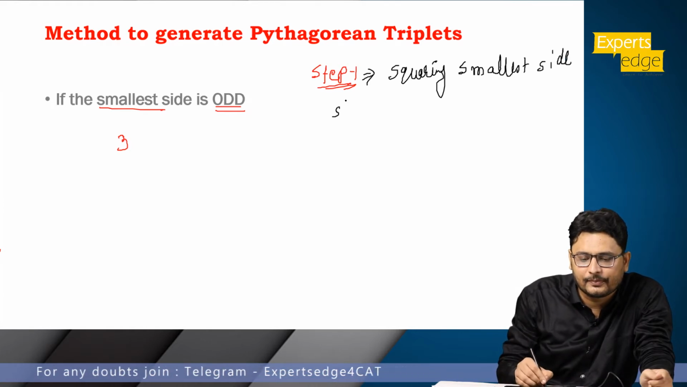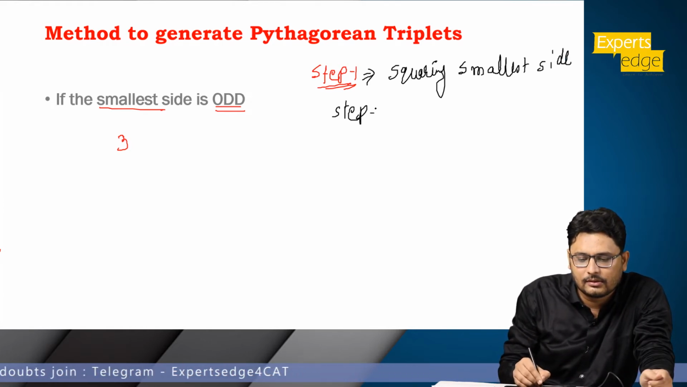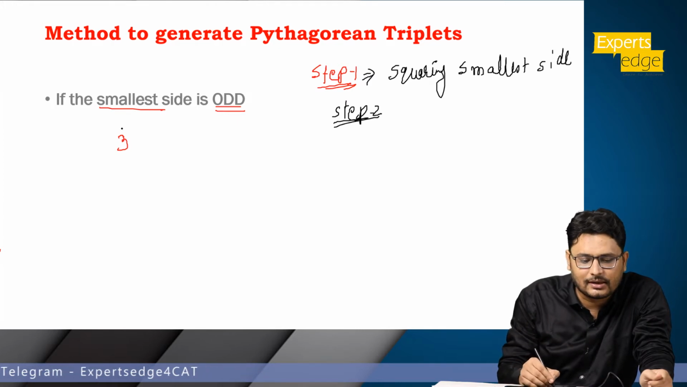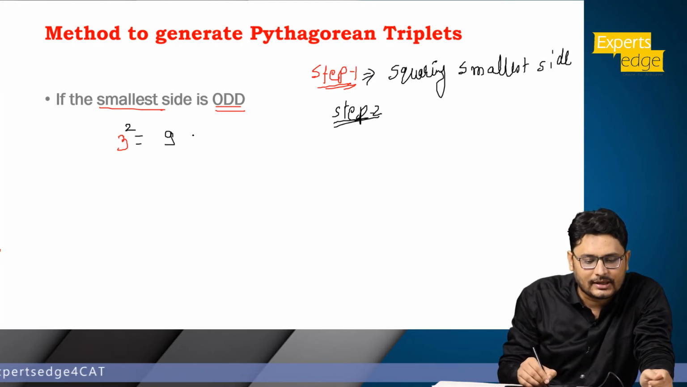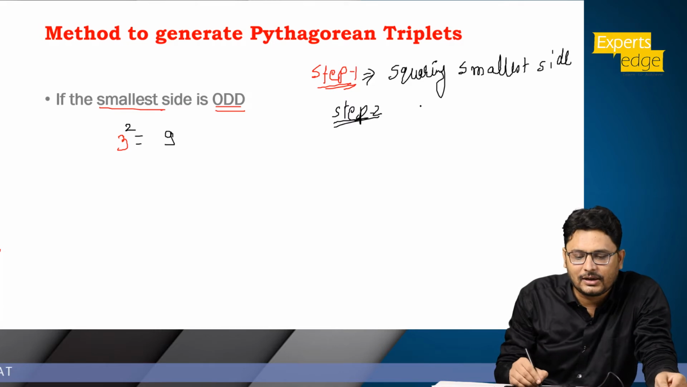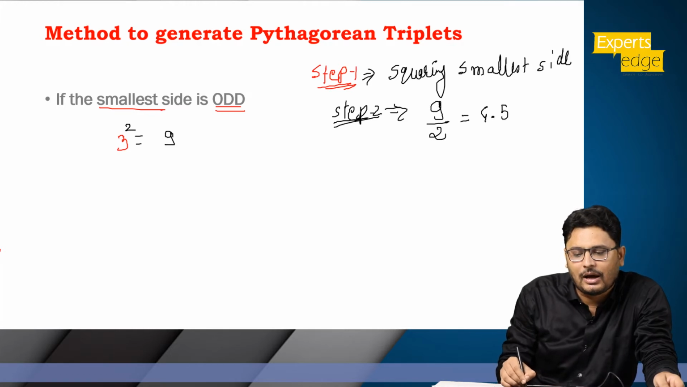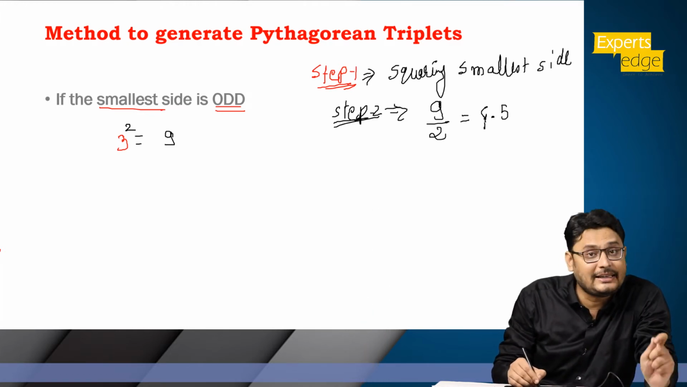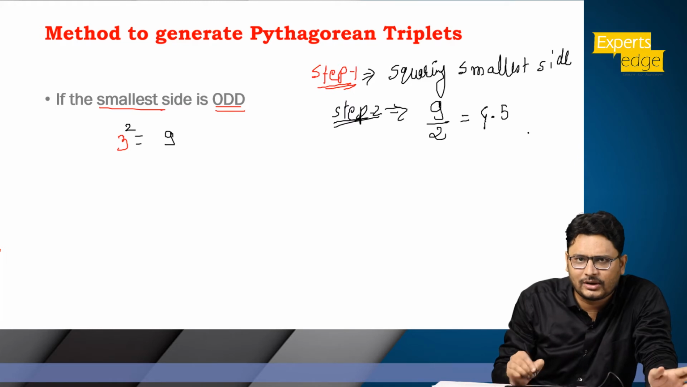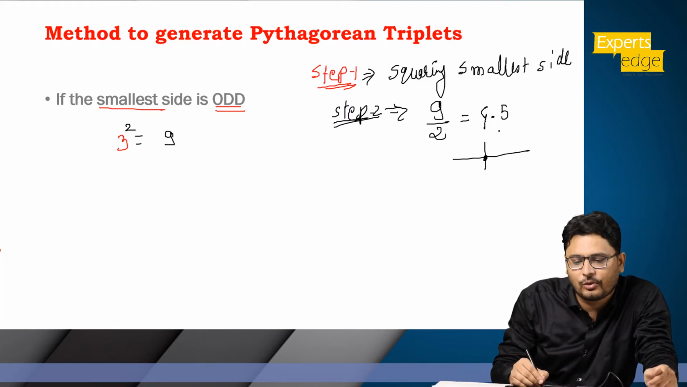Now the second step. So the square of 3 is 9, right? Second step is just divide this 9 by 2. So divide or half this 9. So what will it be? 9 by 2, it would be 4.5. So I want the integers, the proper numbers. 4.5 is not an integer. So 4.5 से आगे वाला integer चाहिए मुझे, तो 4.5 से आगे कौन सा होगा? It would be nothing but 5.